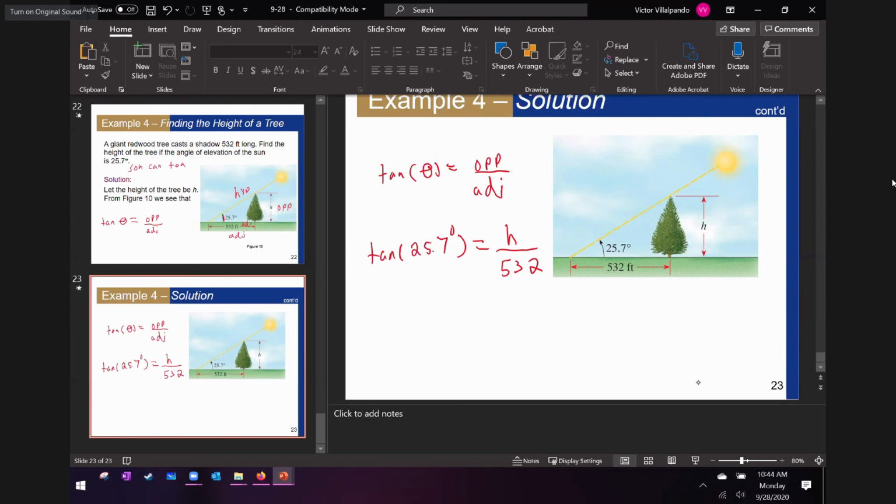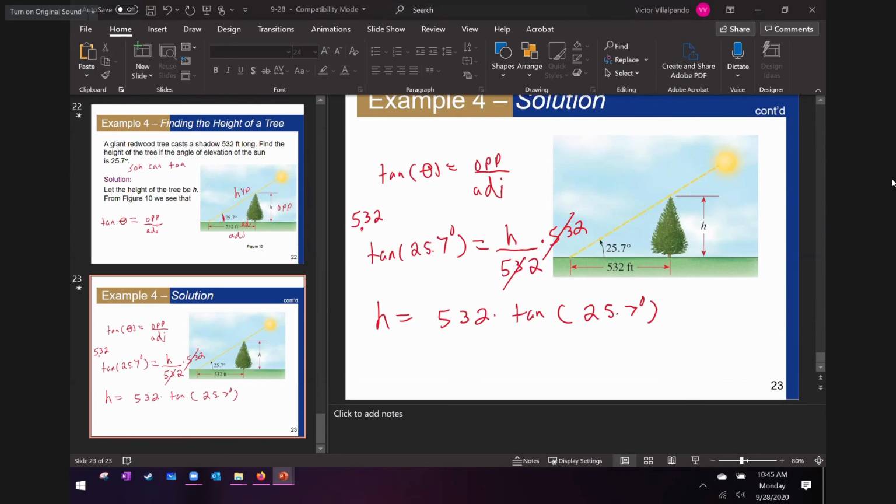Let's solve one more time. So let's multiply by 532. What I do to one side, I need to do to the other side. So multiply by 532, so this cancels out. We're left with H is equal to 532 times tangent of 25.7 degrees. So let's just go ahead and round. We'll round to the nearest foot. So here, H.